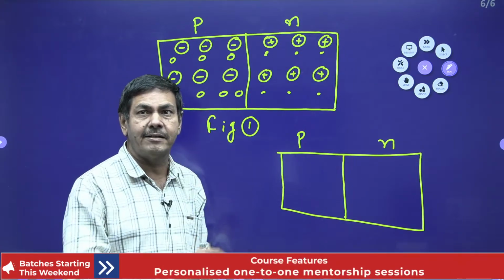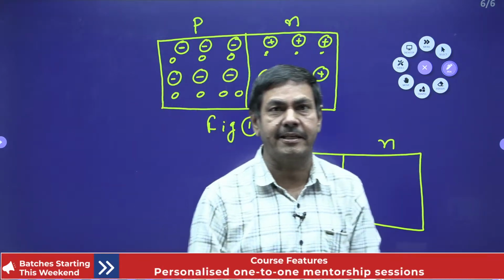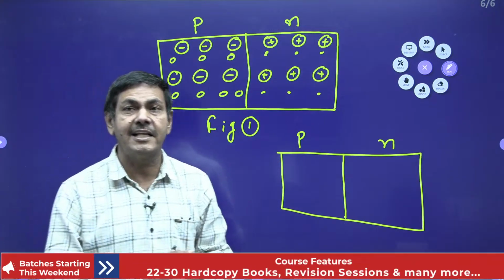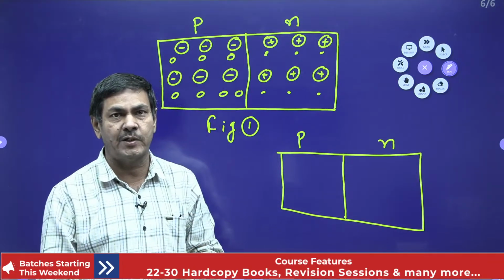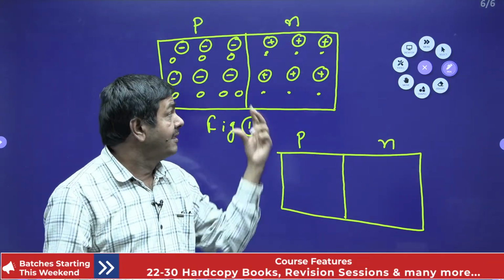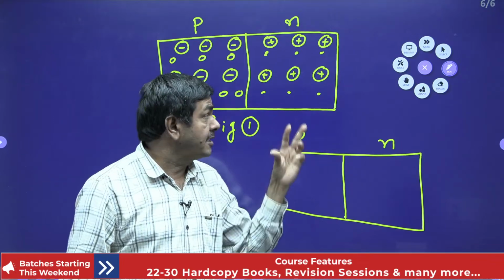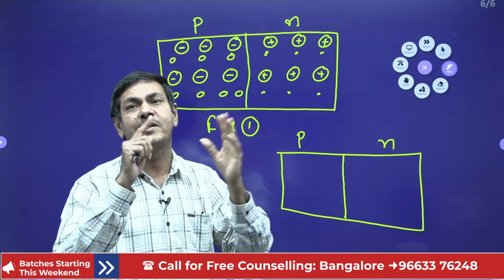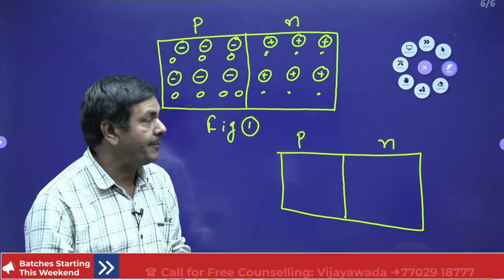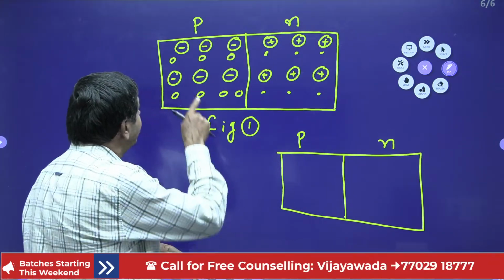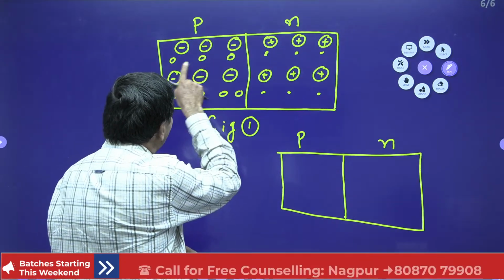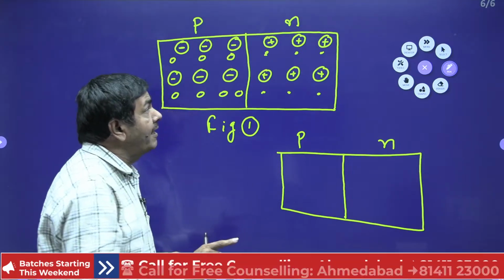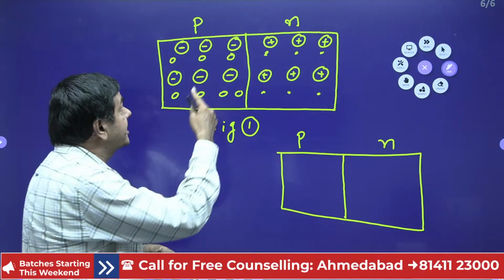So a potential gradient exists. Potential gradient here means that the difference in the concentration of electrons and holes exists in the material. Whenever there is a difference in concentration, the mechanism of diffusion takes place. Because of the diffusion, a number of holes move from the p-type to the n-type, and in the same way, a number of electrons diffuse from the n-type to the p-type.